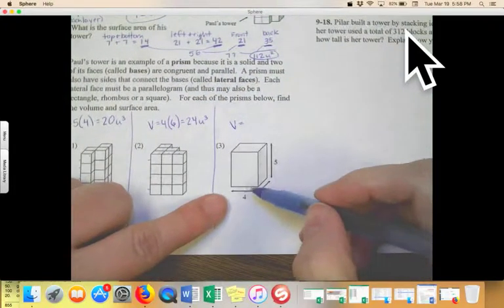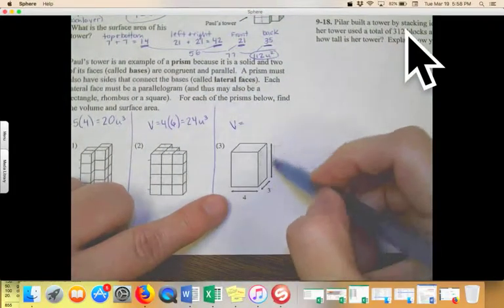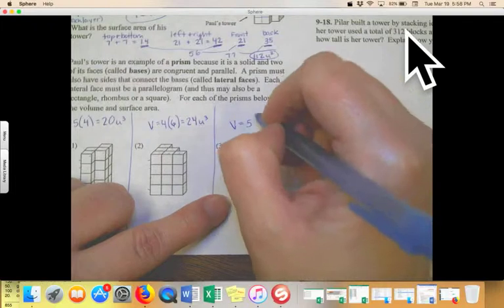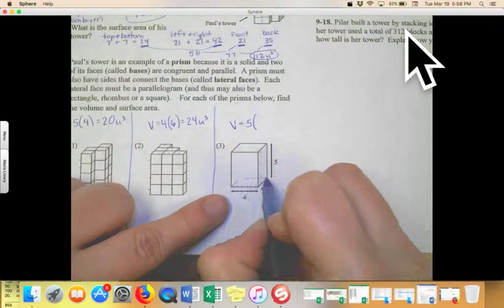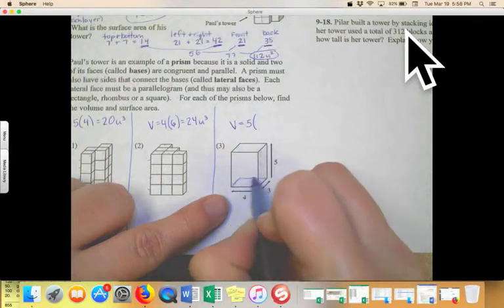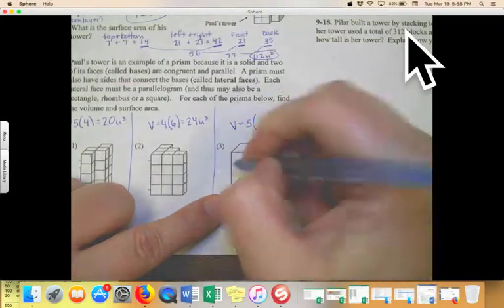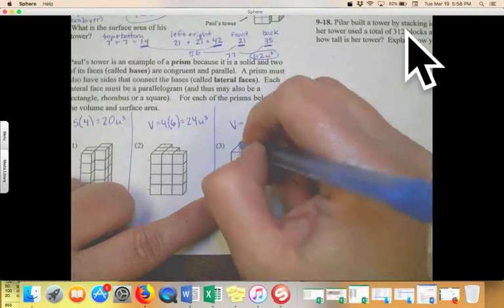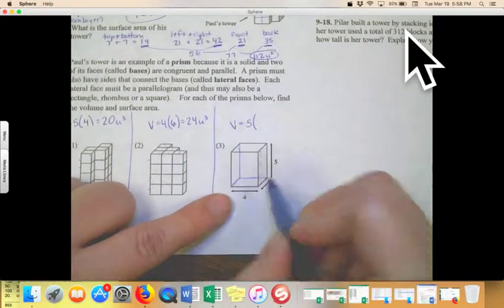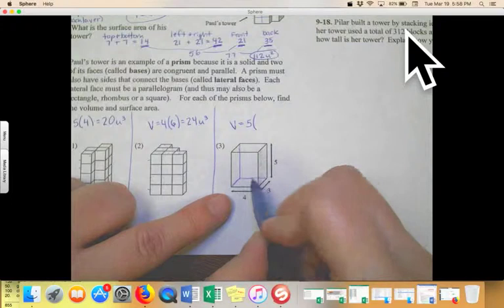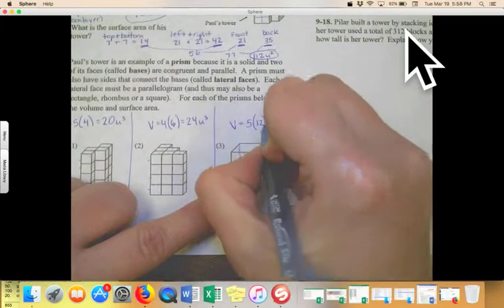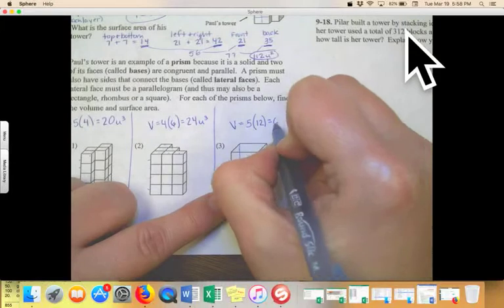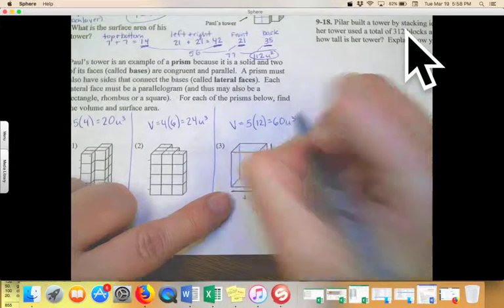And for number 3, again, we have a height, which is 5, and the area of our base. I'm going to go ahead and sketch this out, because it is a rectangle down there. It is a 3 by 4 rectangle. Give it a little bit more dimension here. The 3 by 4 rectangle has an area of 12. So 12 times the height of 5 gives us a volume for this one of 60 cubic units.